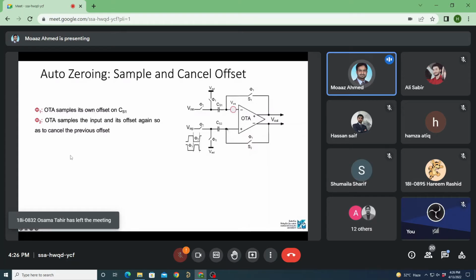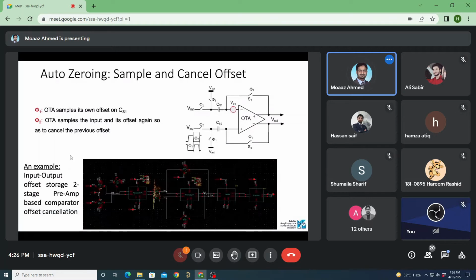Recently, I implemented another topology I wanted to show you here. We use two preamplifiers: this is preamp 1, preamp 2, followed by a latch. This is what we call the comparator. Then an SR latch gives the non-return-to-zero output of the comparator. What we do is sample the offset of this second preamp.